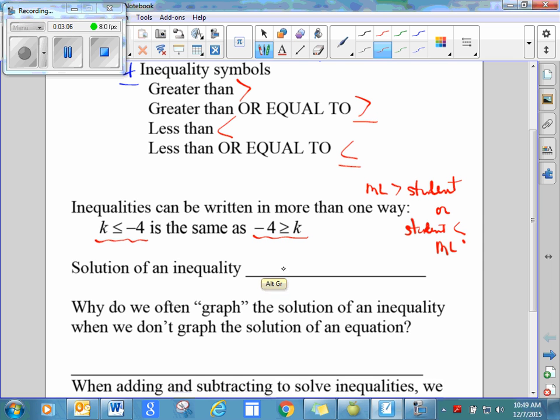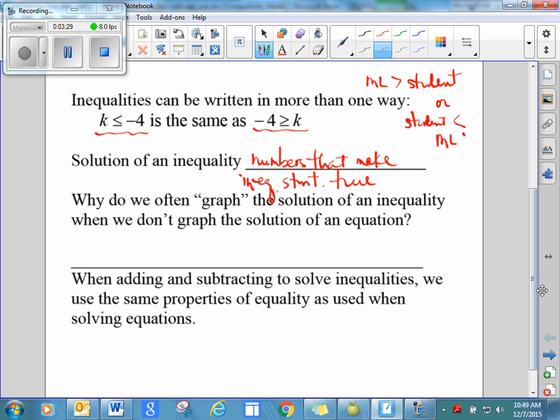You can see the solution of an inequality on page 140 as well, and kind of like when we solved the equation, these are the numbers that make your inequality statement true. When we're solving inequalities, we graph the solution as well as find it.